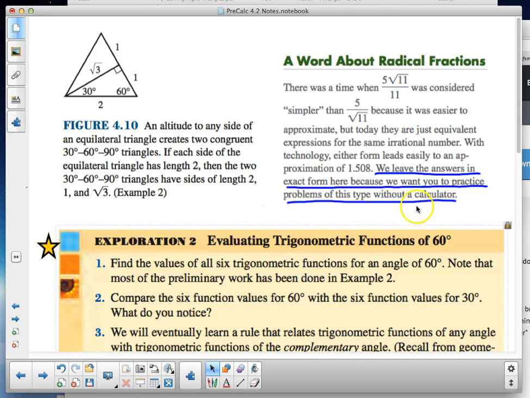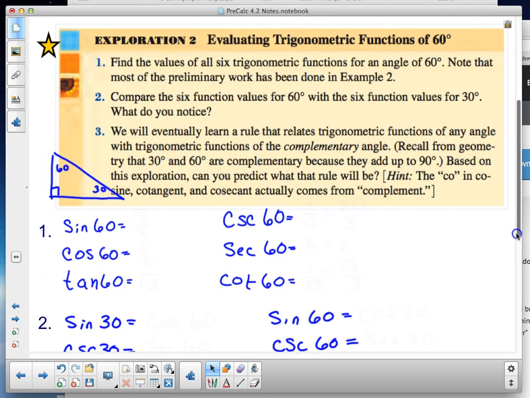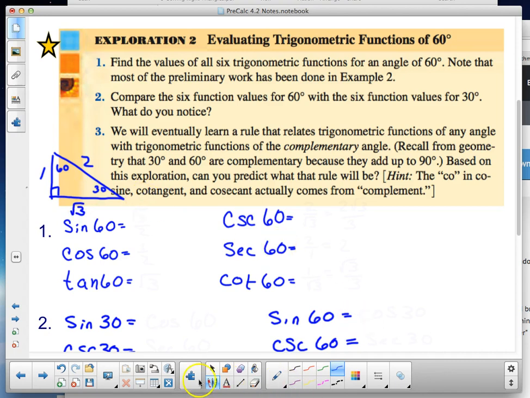So we had another exploration here: evaluating trig functions of 60 degrees. We didn't do them in the example, so we're just going after it, and I've got a 30, 60, 90 triangle here. And remember, I should actually have those numbers filled in there. So let's remind ourselves that across from the 30 I've got 1, the hypotenuse would be a 2, and I've got the square root of 3 here across from the 60, and that's always the case.